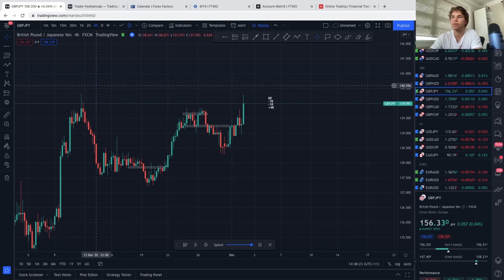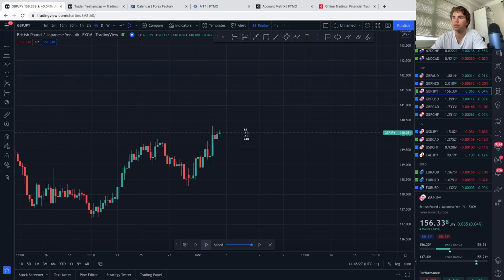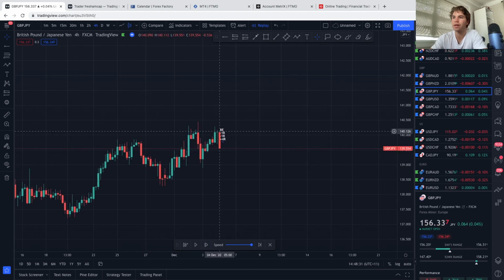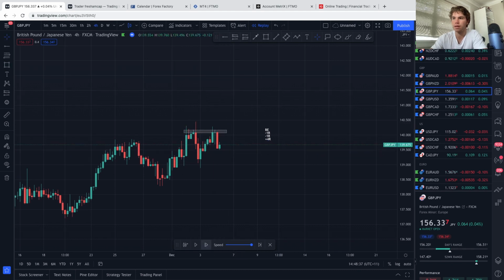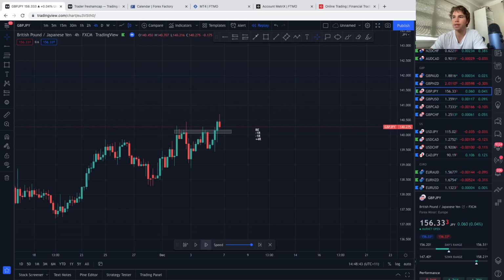Let's just get rid of all of this and set up a new structure. Okay, so a lot of noise right now. Not looking to take massive trades. Going to wait for the market to show me some bias. Breakout above. Okay, nice little structure. Hopefully we get a retest.